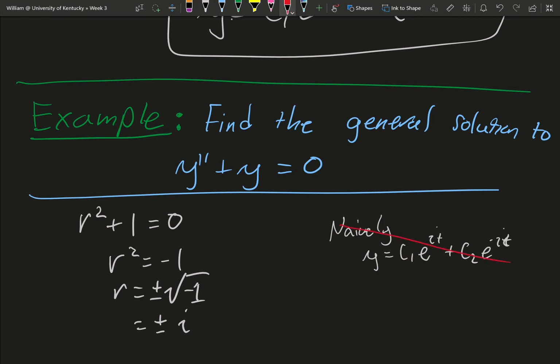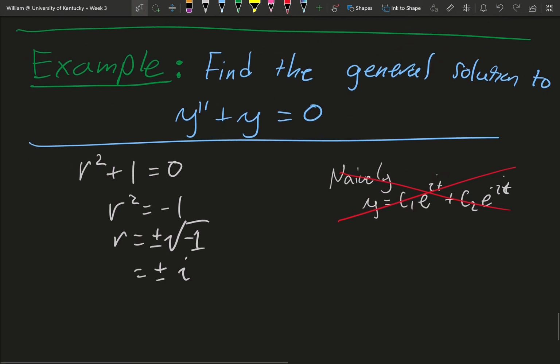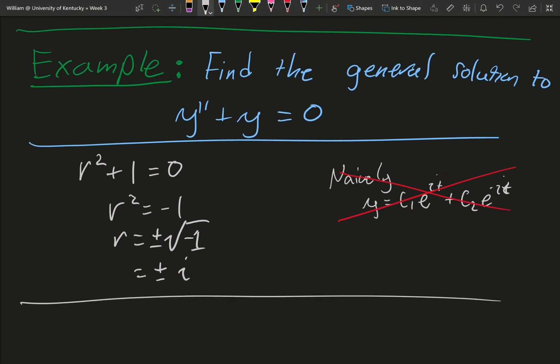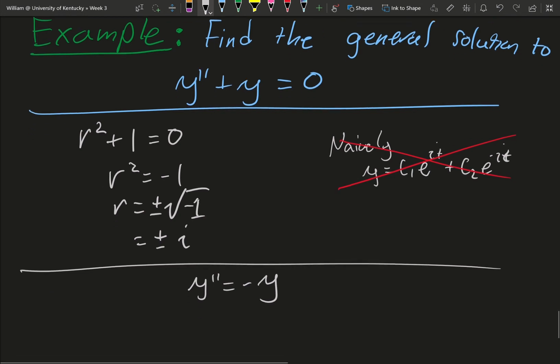Of course, that is not what we're going to do. It's not quite going to be that simple, even though, in some sense, that answer is not technically wrong. But of course, if we're given a real problem, it's always good to try to solve it in terms of real solutions. So let's just look at this a different way. So y double prime equals negative y is another way of thinking about it.